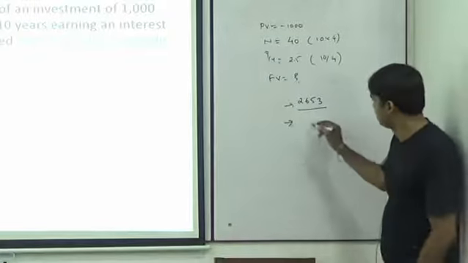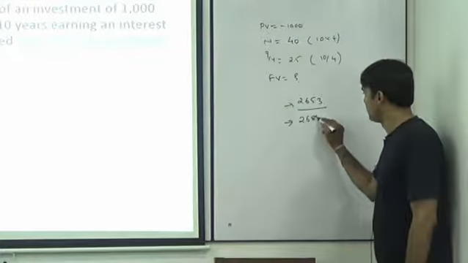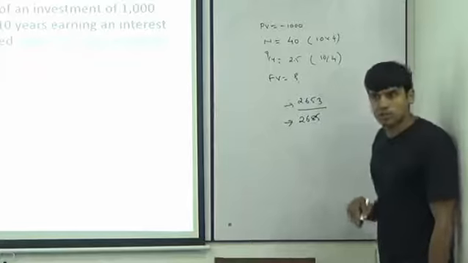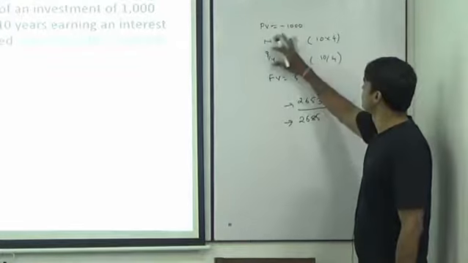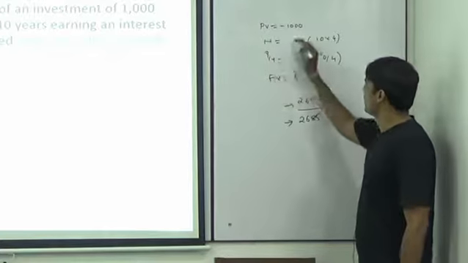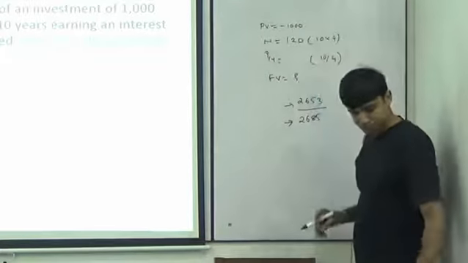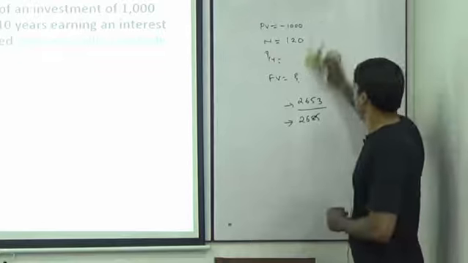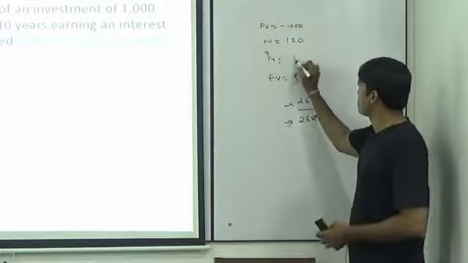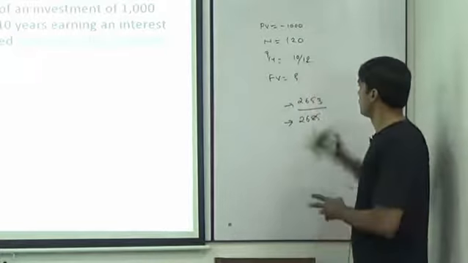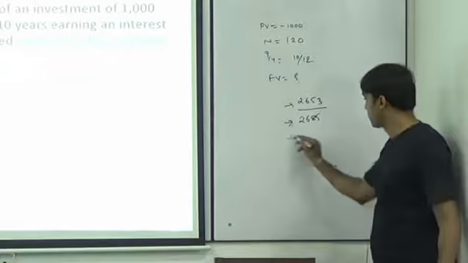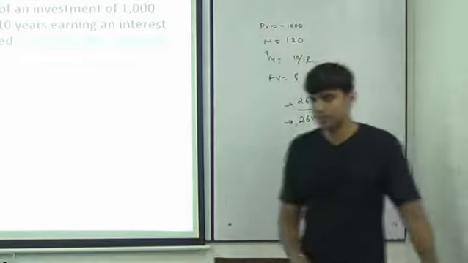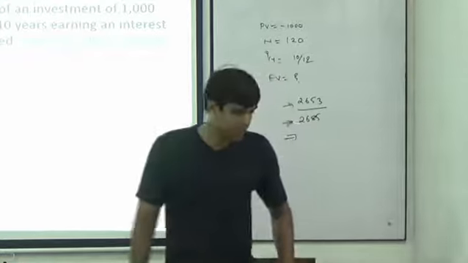2685. Right, so we can see there is some increase in the answer, and now we straight away move on to monthly. So our n is going to be 120. The rate you can straight away say 10 by 12 is your I by y, and we have to find out the future value, and it is also going to increase. The answer will further go up in this case.